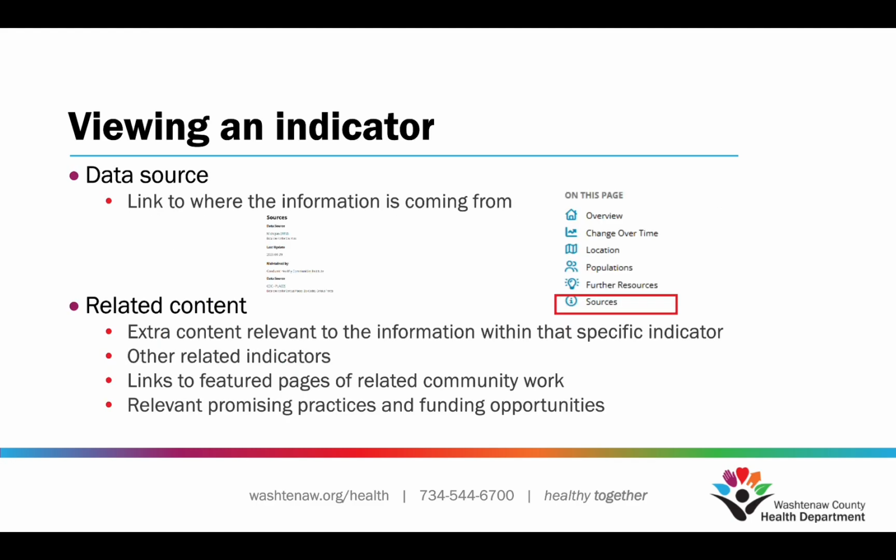Now we'll scroll back up and look at the top left corner of the page. Here you'll find the data source. This is the link to where the information is coming from. And you'll find the related content. This contains any extra content relevant to the information within the specific indicator, other linked related indicators, links to featured pages of related community work, and relevant promising practices and funding opportunities.